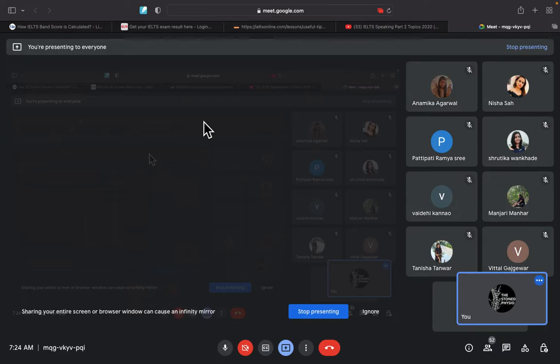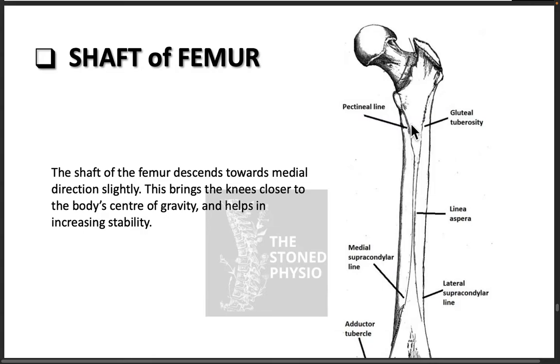We talked about it yesterday. Okay? So simply, we have the gluteus medius and minimus attached on the gluteal surface. Those muscles don't have anything to do with the gluteal tuberosity. Here we can see the gluteal tuberosity, where the gluteus maximus is attached.